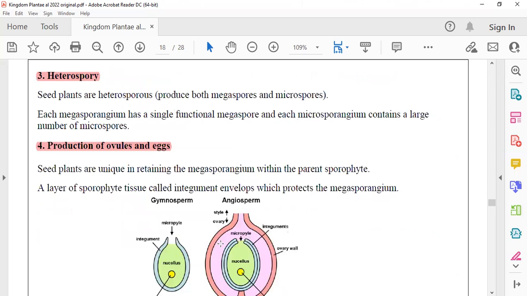Third one, if we come to the word heterospory, we know in Selaginella, first time heterospory was developed. We studied Selaginella. There are megaspores, there are microspores, there is megasporangium, there is microsporangium. Clear? But evolution wise, who developed heterospory first time? That's actually Lycophyta, correct? But the thing is, Lycophyta didn't benefit from it. Understood?